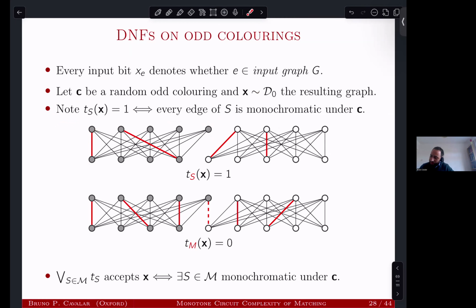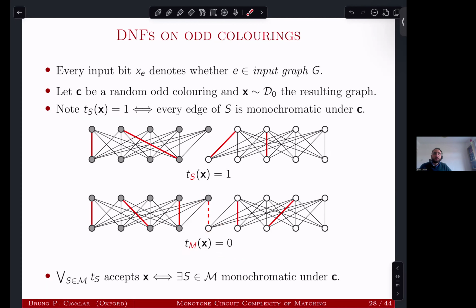So the term T_S is accepted if and only if every edge in it is monochromatic under the coloring. That's what's represented by this figure. You have here in red and bold the edges of S, and they're all monochromatic. All the endpoints have the same color. And here we have the term T_M rejecting X, precisely because there's an edge here which is not monochromatic. Is that clear?